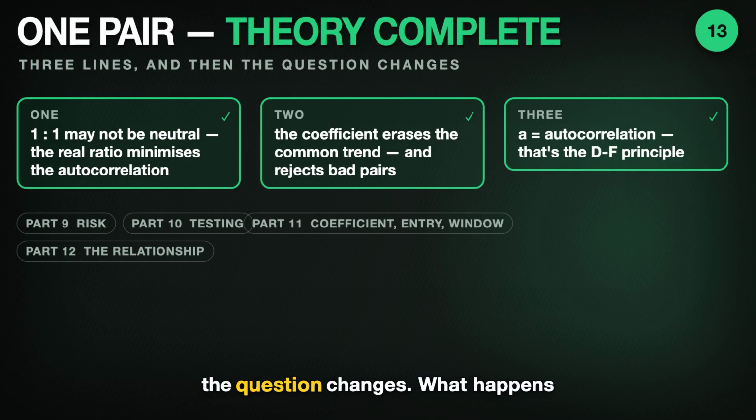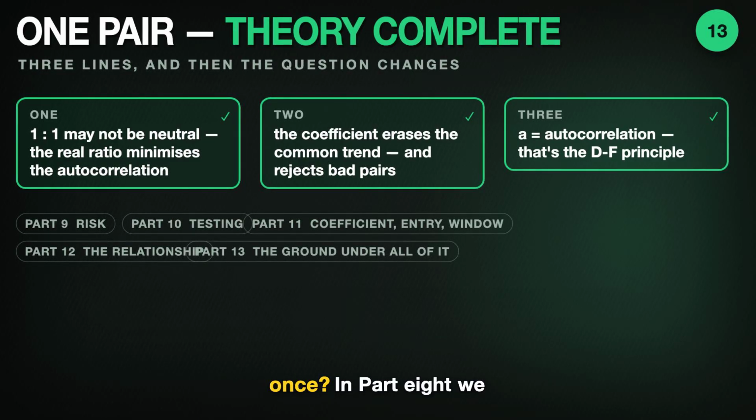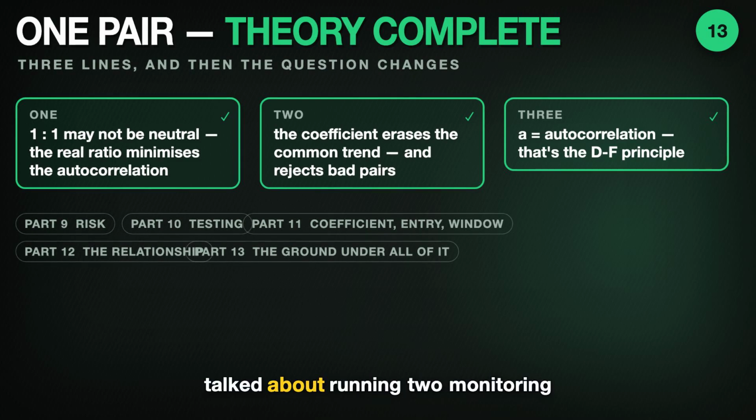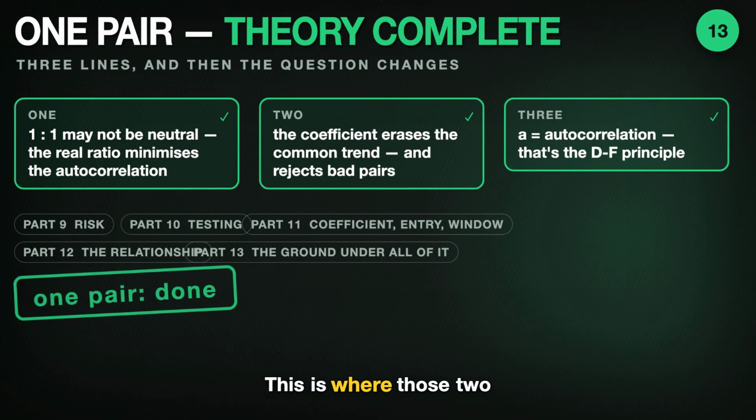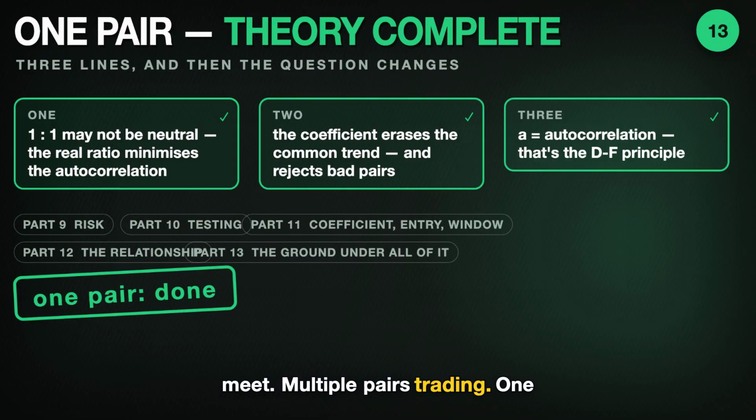From the next part, the question changes. What happens when you run several at once? In Part 8, we talked about running 2 monitoring screens. In Part 12, we built a screener that cuts 120,000 candidates down to 1,000. This is where those two meet, multiple pairs trading.